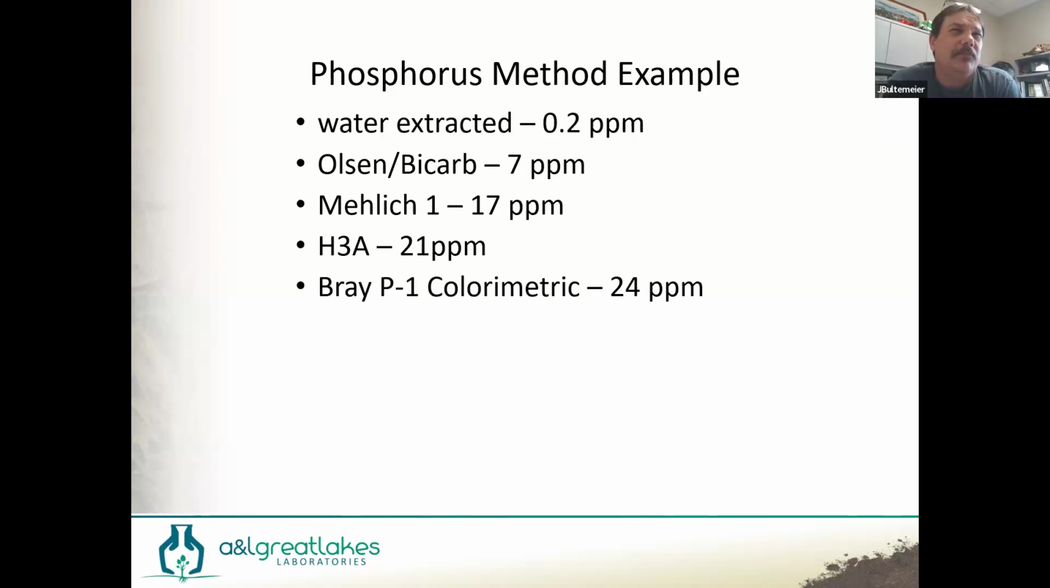For AP1, but I'm going to measure it colorimetrically. I'm going to do the color development method, the old school. It comes in at 24. But I'm going to rerun that Bray through my ICP here at the lab. Now it's 25. Pretty close, but a little different.